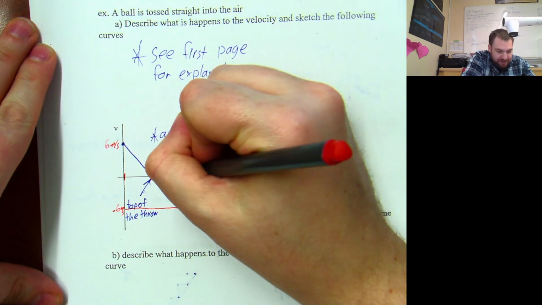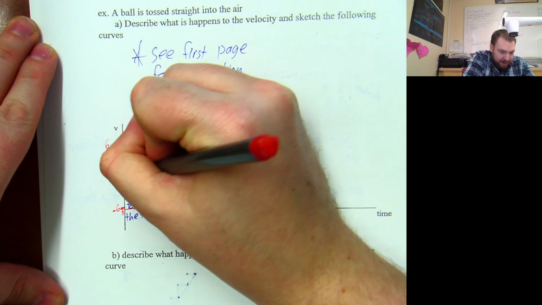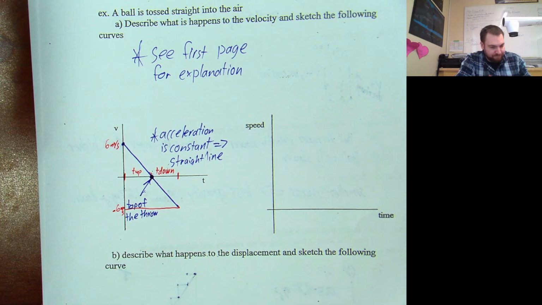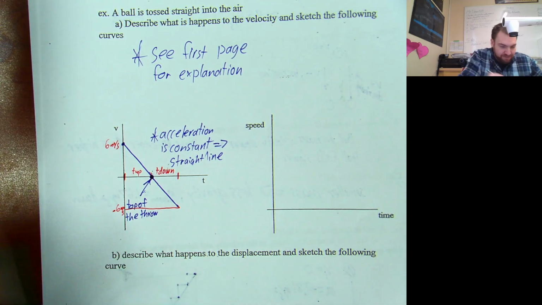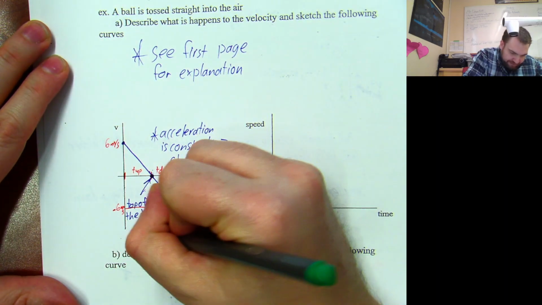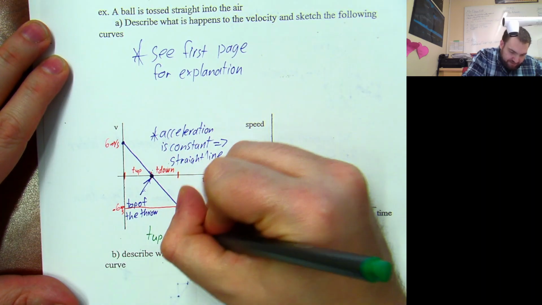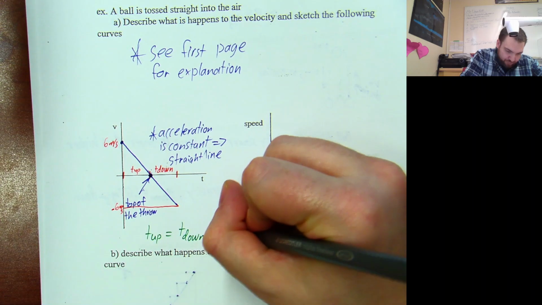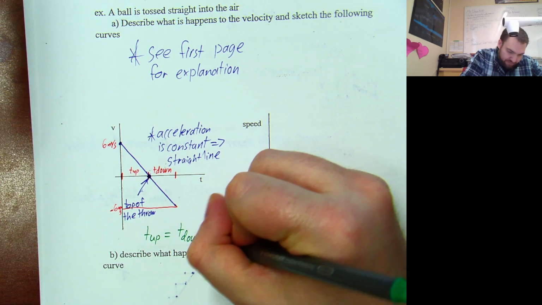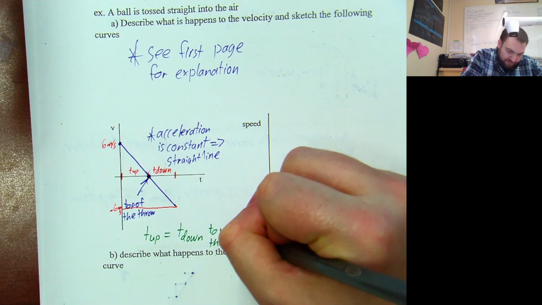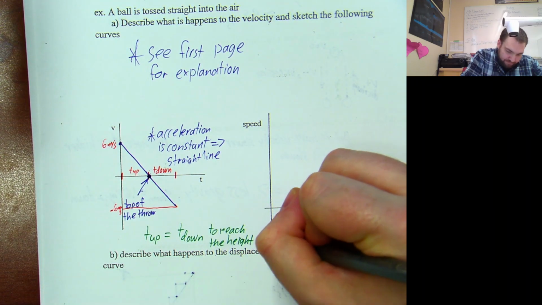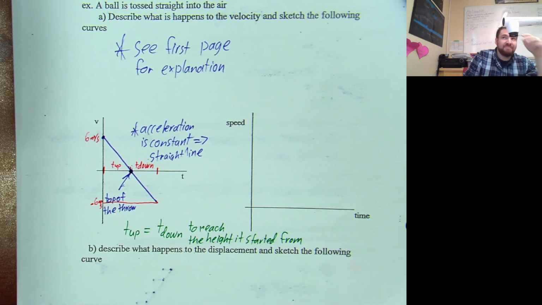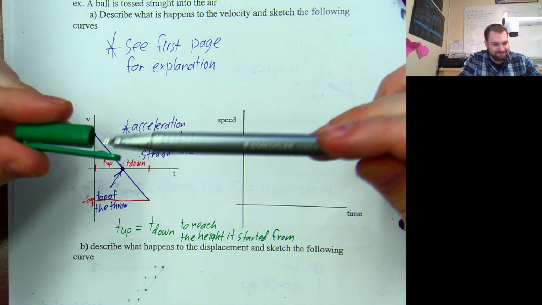And you were talking about the time piece here too. Time up. This is going to be time down. These two times, I'll write it down here, t up equals t down to reach the height it started from. So, follow the result. Thank you, Connor.